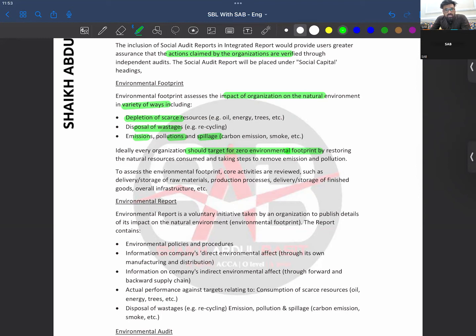Ideally, every organization should target zero environmental footprint, right? Ideally, every organization should have a target to minimize the environmental footprint by restoring the natural resources consumed and taking steps to remove emission and pollution. To assess environmental footprint, core activities are reviewed, such as delivery, storage of raw materials, production processes, and all that.